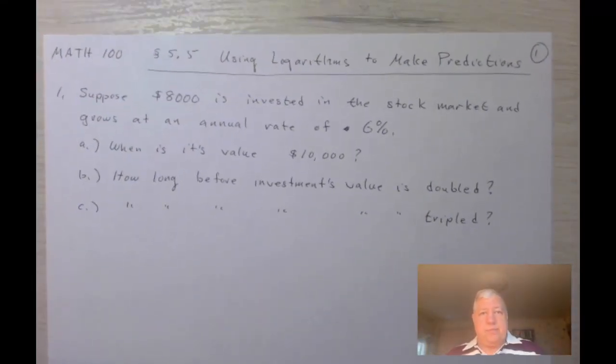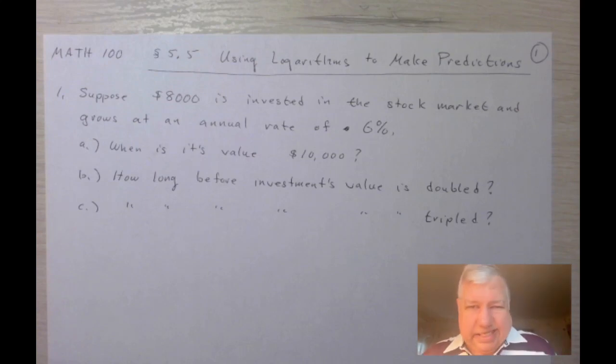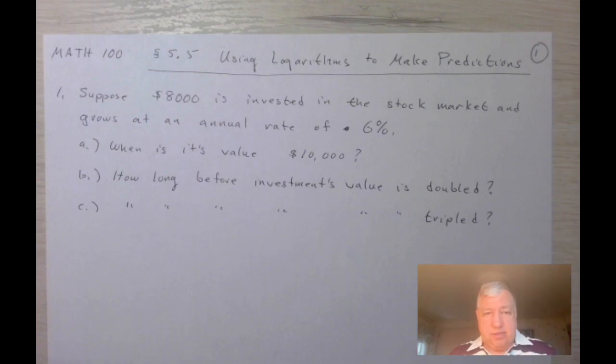Hi, everybody. In this last section of Chapter 5, we're going to put our logs to use and help make predictions on things that have exponential models. Because a lot of these questions eventually boil down to solving an exponential equation when your unknown is an exponent. That's where the logs come in.